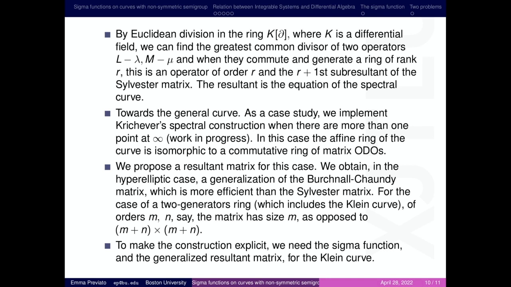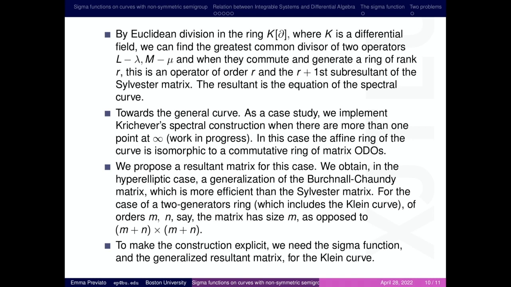Okay? So if you start instead with the Klein curve, you can't do that. And you have to have several points at infinity. And Kleinian extended this inverse spectral construction with a curve with more than one point at infinity. And what we're trying to do is to make it explicit for the Klein curve. And we showed that 2 points at infinity suffice. And so we're going to construct a ring of matrix differential operators in one variable, 2x2 matrices.